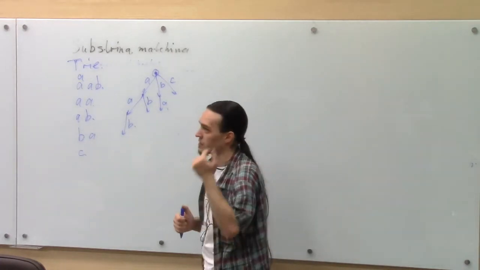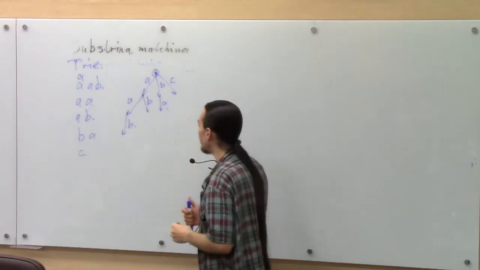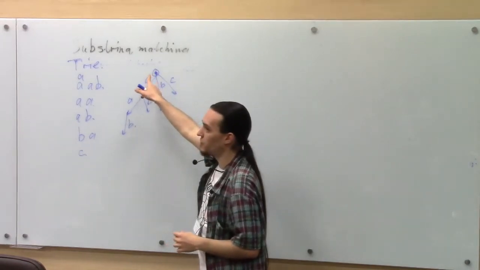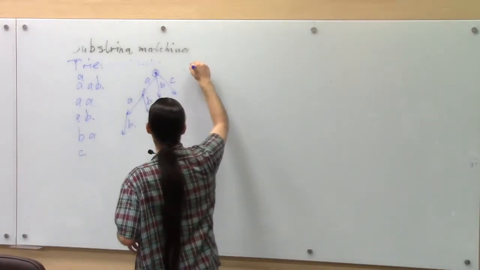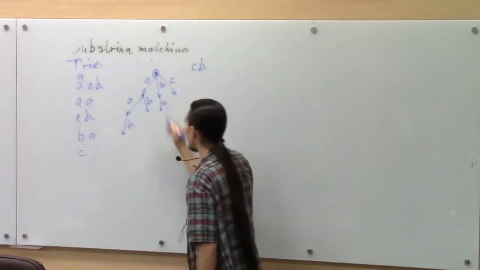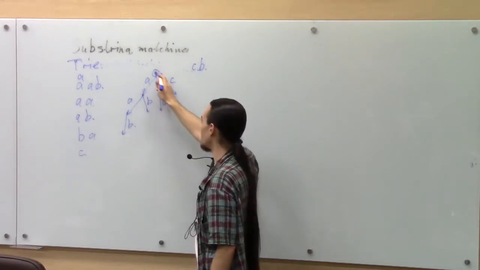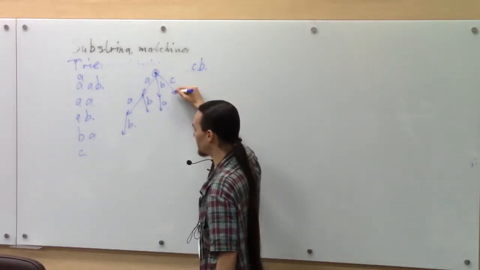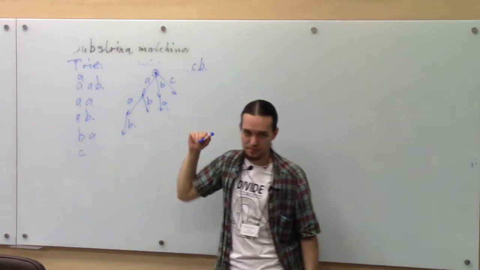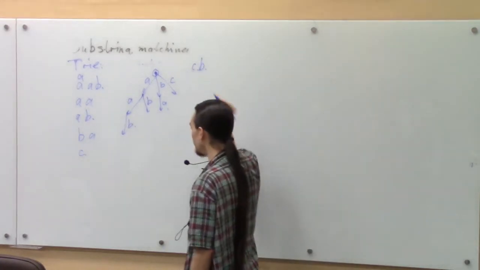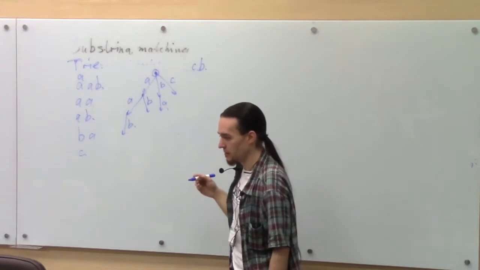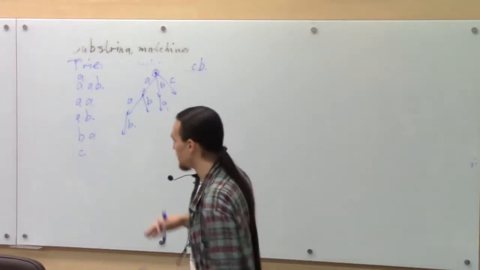So how do we do that? Well, obviously if we try to go from the root, and we want to check the word CB, we start from C, okay, we go here, and then there is no pointer that corresponds to B. So that already means that there is no word CB here. But there are other situations.